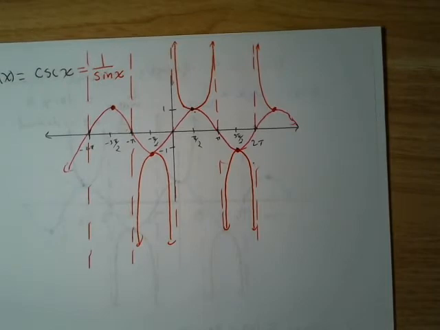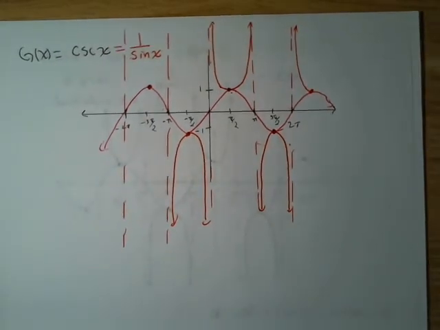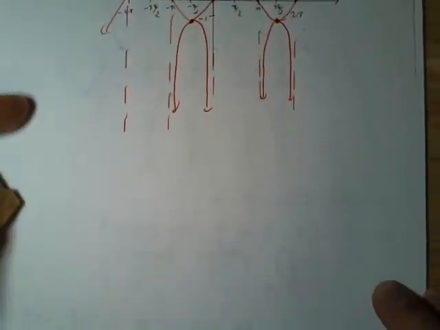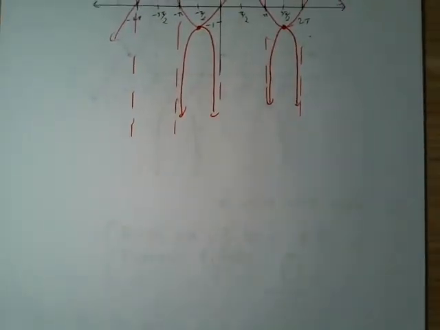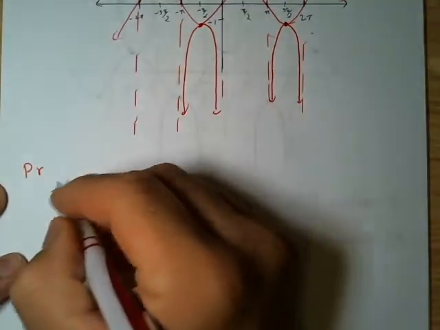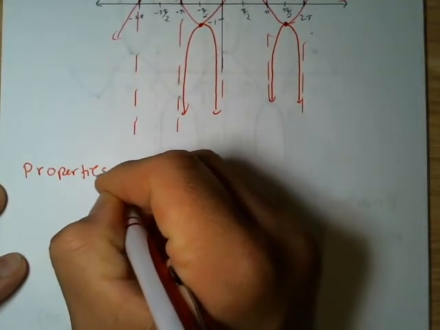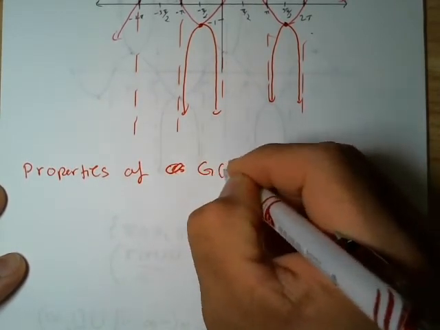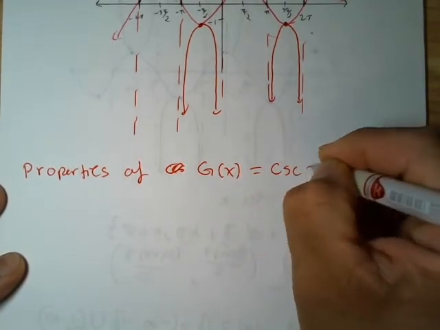Okay, so now we have the graph of our cosecant function. Now, very similar, again, to the secant. Again, it just kind of has that shift. It's not at the same position as the previous one. So let's take a look at some properties of the cosecant, of the function g of x equals the cosecant of x.